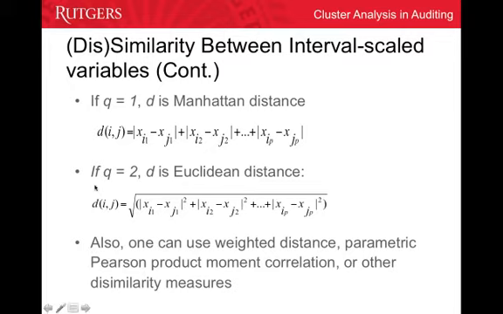Well, if q equals 2, then it is the Euclidean distance. This distance is one we usually use in the two-dimensional condition. It's just like we calculate one side of the triangle. Also, we could use the weighted distance, the parametric product moment correlation, or other dissimilarity measures. But the similarity measures of distance between interval-scaled variables are the most usually used ones.